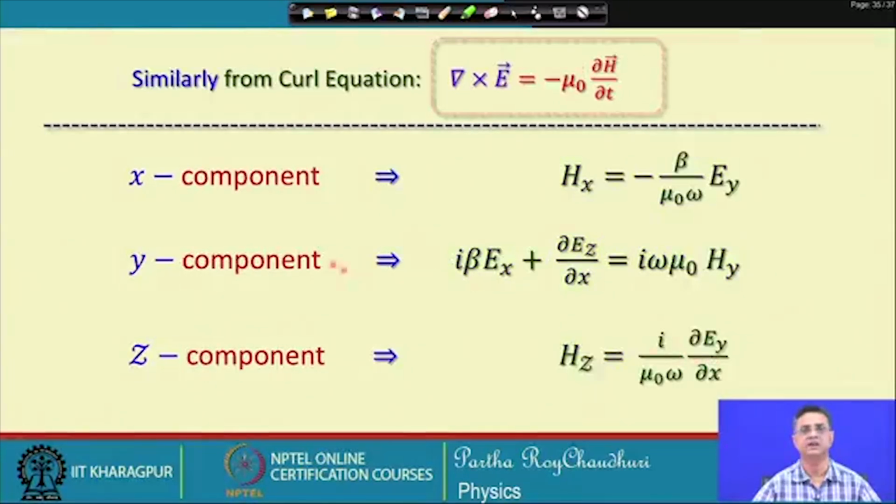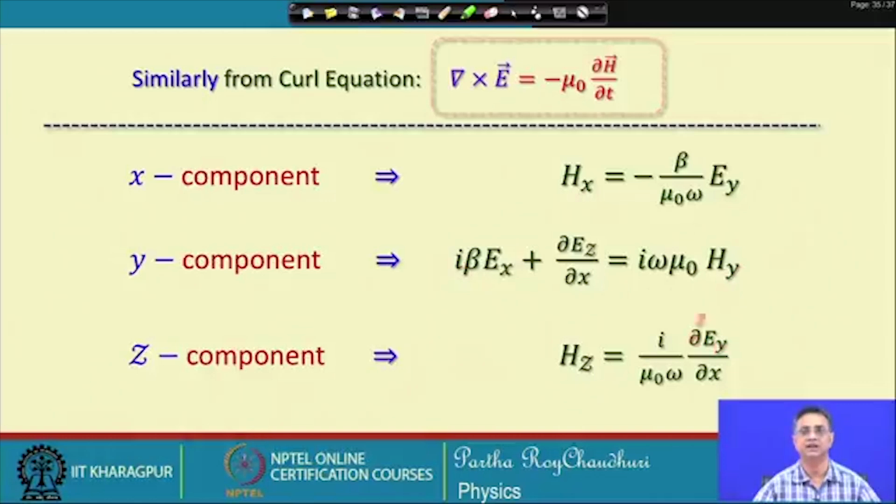And in the same way, if we look at the components of the curl equation, like the x component, y component and z component, and we do the same operation, we can show that H x will depend on E y in this way, and E x, E z and H y will have a dependence in this way, H z and E y.